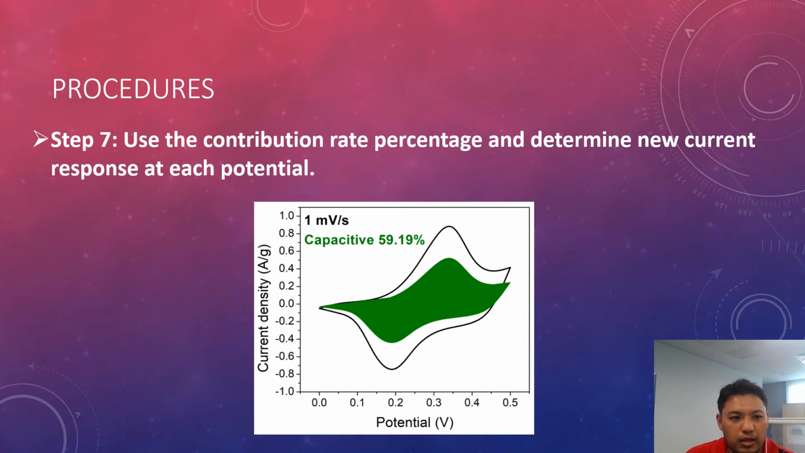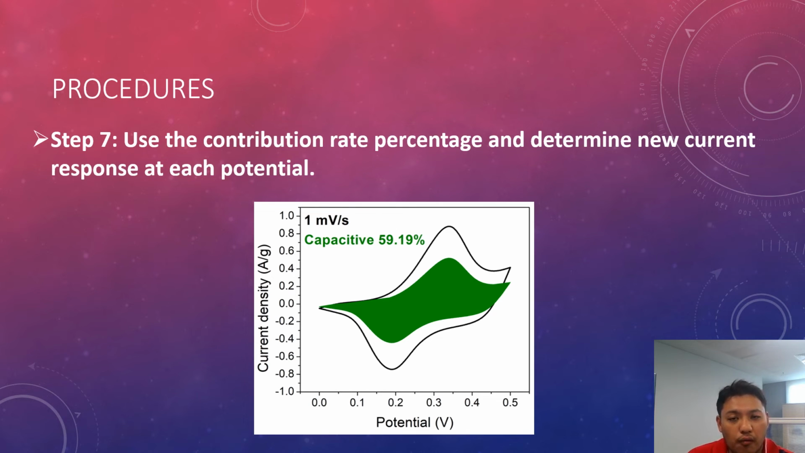And last but not least, procedure 7, you can use the contribution rate percentage and determine the new current response at its potential. So at this step, step 7 is from the other table. When you plot using Origin, you can have the green color graph, which you can use to determine the capacitive contribution, which is 59.1%. This is for one scan rate.